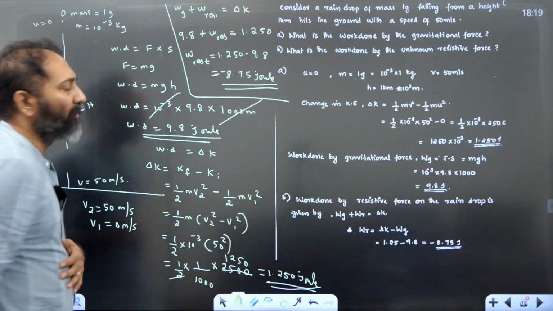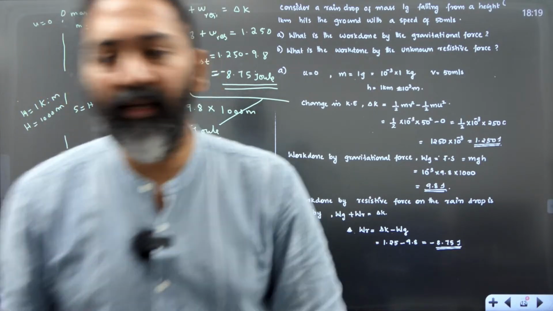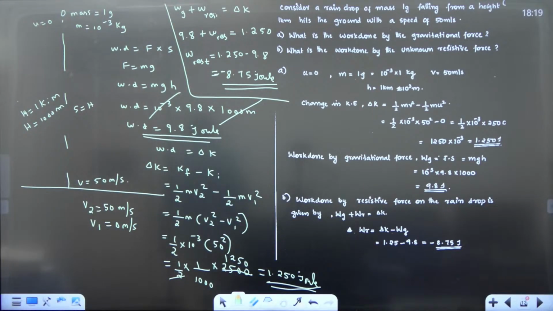Minus 8.75 joule. Understood? So what is the work done by the unknown resistive force? What is the work done by the unknown resistive force? Minus 8.75.